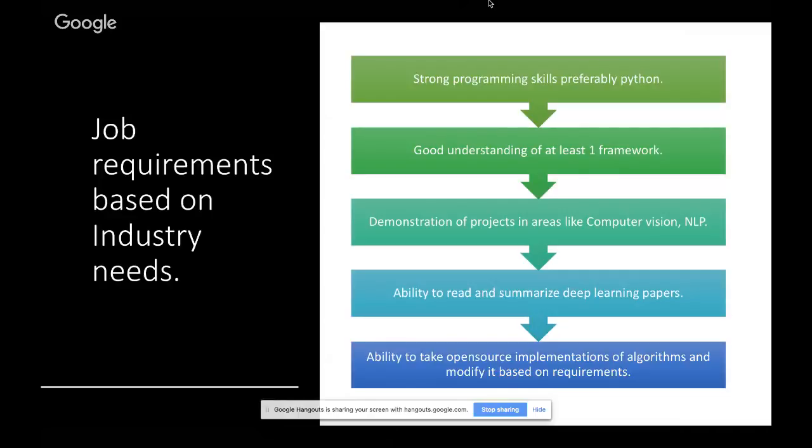So I've ordered those in the importance level, the basic importance being the ability to program in a particular language, preferably Python, and then a good understanding of at least one framework, PyTorch, TensorFlow, or Keras. Demonstration of projects in areas like computer vision and NLP is the next big important thing. And the last two that you see are more of a fancy. It's good to have if you have those skills, you end up getting paid higher. You have more job opportunities in research companies, product companies, and big companies. But you can still do a lot of useful things with just the top three.